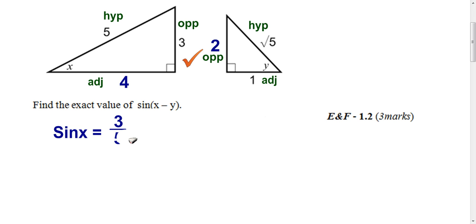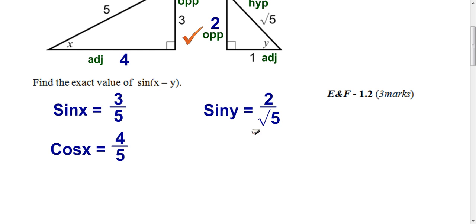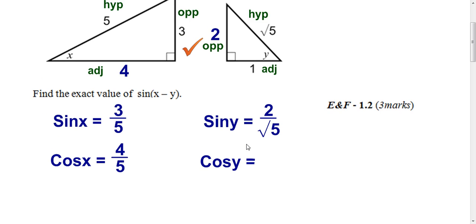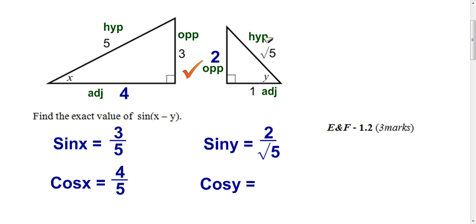I've uncovered one here already. Now sine of x is equal to opposite over hypotenuse from SOHCAHTOA, from trigonometry. So 3 over 5 for sine x. For cos of x, you do the adjacent over hypotenuse, which is 4 over 5. Now turning your attention to the y's, sine of y is equal to opposite over hypotenuse, so it's 2 over root 5. And the cos of y is equal to the adjacent over the hypotenuse from the CAH bit of SOHCAHTOA, which is 1 over root 5.